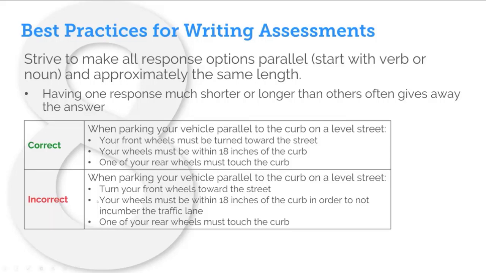And an incorrect way to put this would be using the same question, when parking your vehicle parallel to the curb on a level street, and you'll notice I start some with a verb and some with not a verb. And one of my answers is much longer than the other. So turn your front wheels toward the street. Your wheels, my subject just changed. Your wheels must be within 18 inches of the curb in order to not encumber the traffic lane. And the last one being, one of your rear wheels must touch the curb. So it's much better to format them so they're equal in length and all starting with either a noun or a verb.